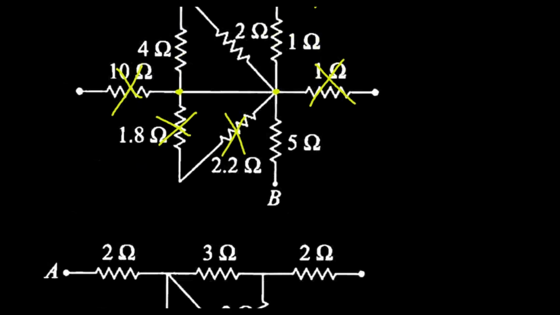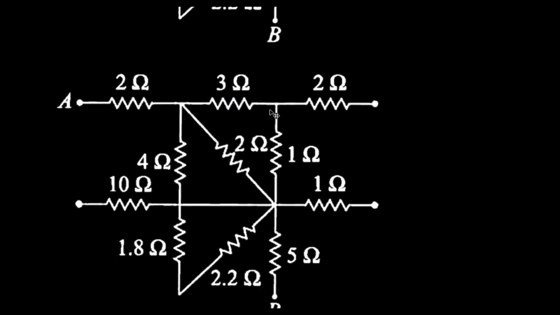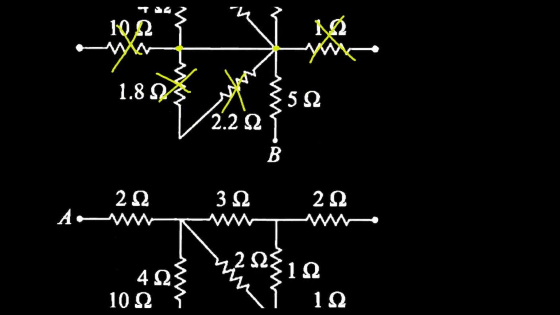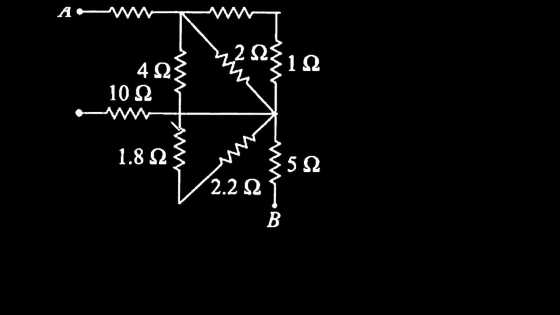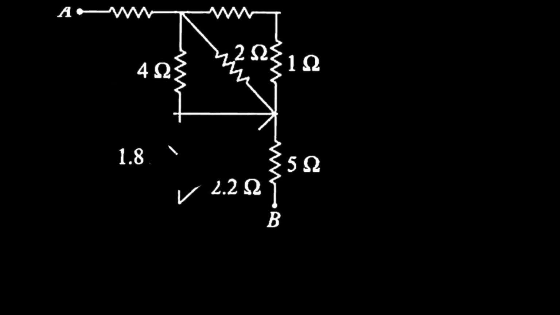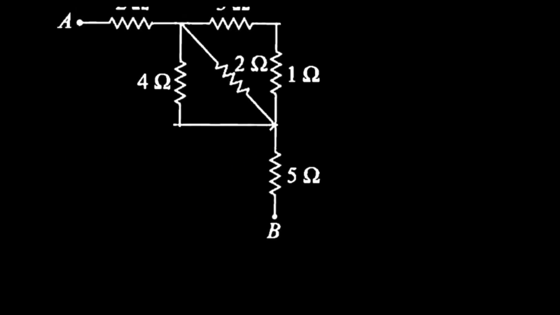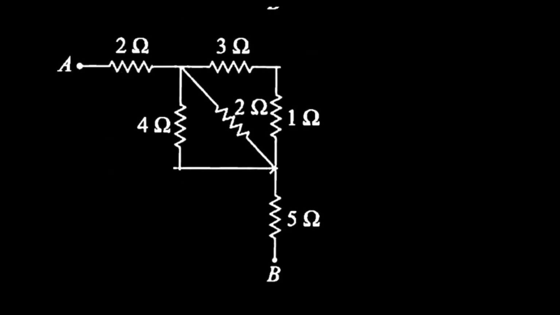For better understanding, we will solve this step by step. So let's take one more step. So now we can erase this 2 ohm resistance. We can erase this 1 ohm resistance. And we can erase this 10 ohm resistance. And also we can erase these two resistances. So let's erase them. Now next, here we can see this network becomes very easy to solve.